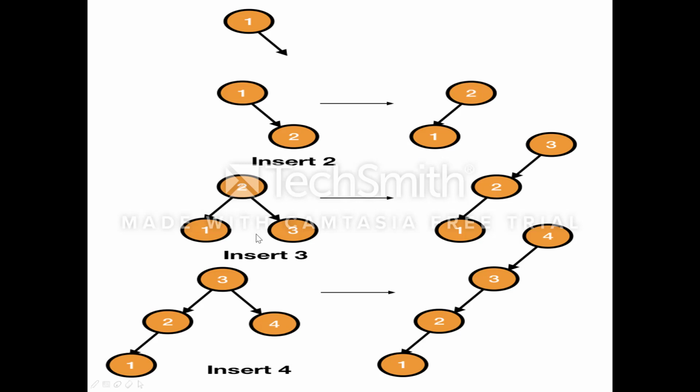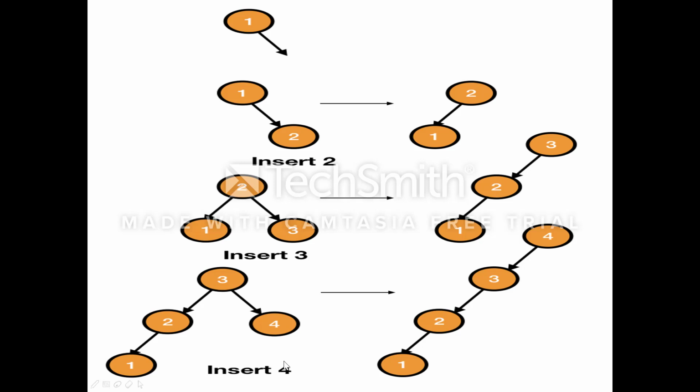Now let us insert node 3 in the tree. Again, 3 is greater than 2, so it will be placed in the right subtree. Now splay 3. Again, you will have to make 3 the root node. So you will have to perform one left rotation. After performing one left rotation, this is the tree you will get. That is the zag rotation.